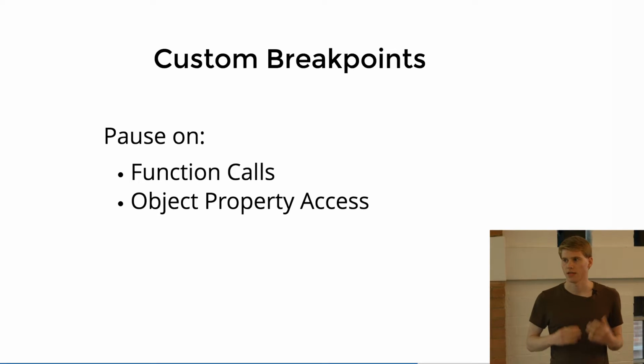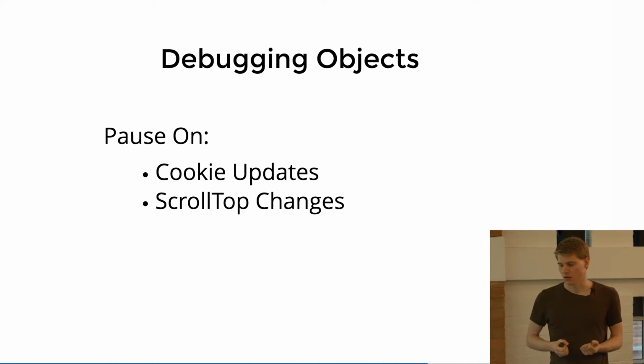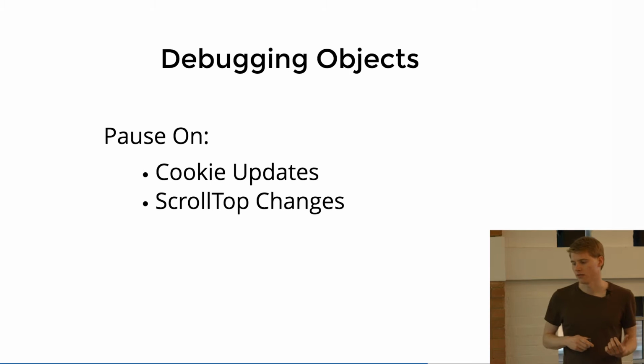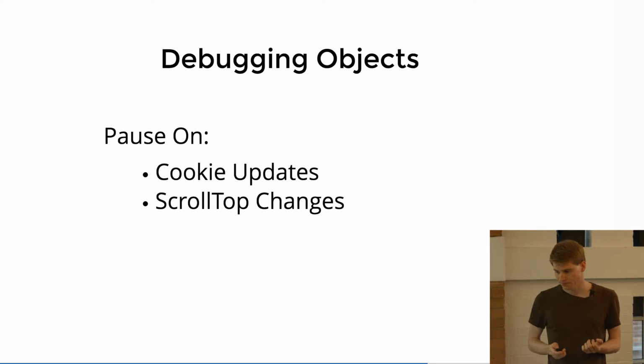But you can also do the same thing for object property access. So if you have an object that's been written to or read, you can pause at that point. You can use that, for example, if you want to find out what part of the code is changing the cookie. That is just a document.cookie assignment that you can pause on. And likewise, if you have a behavior in the browser where some code keeps changing the document.body.scrollTop position in the wrong way, you can also pause on that using document.body.scrollTop.